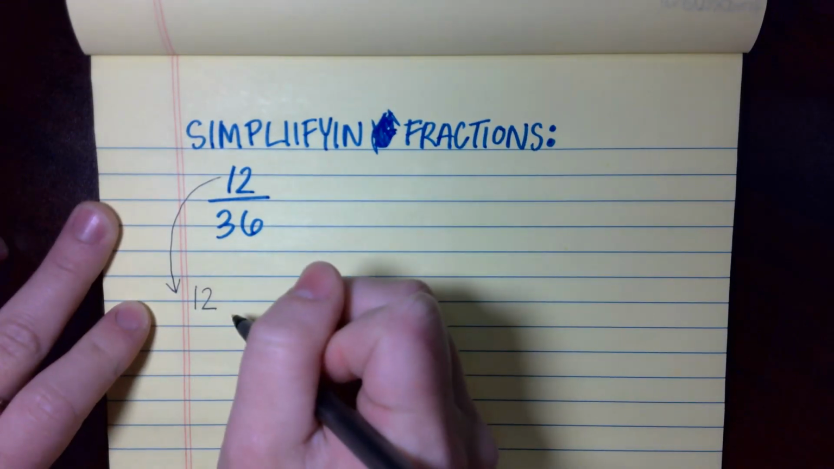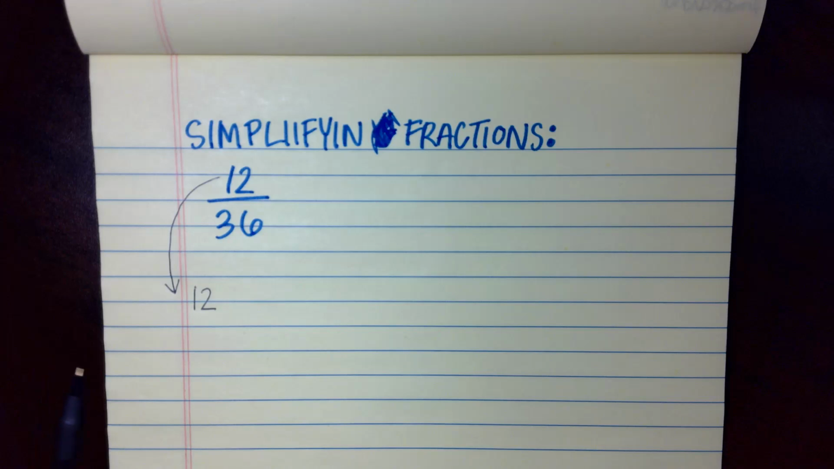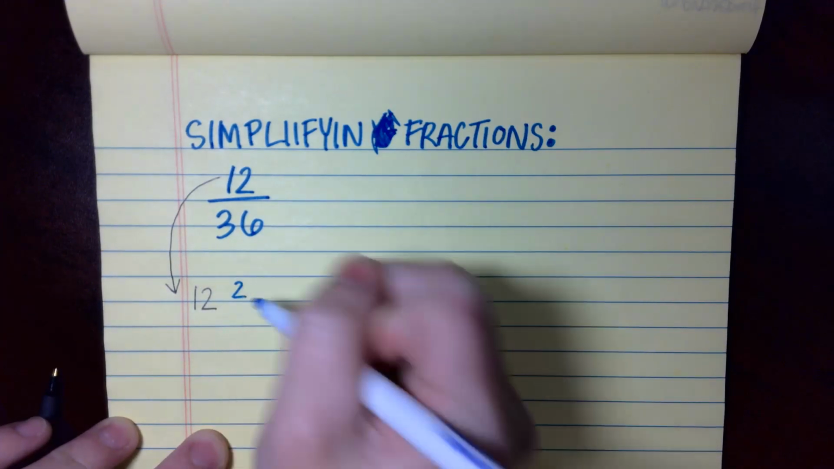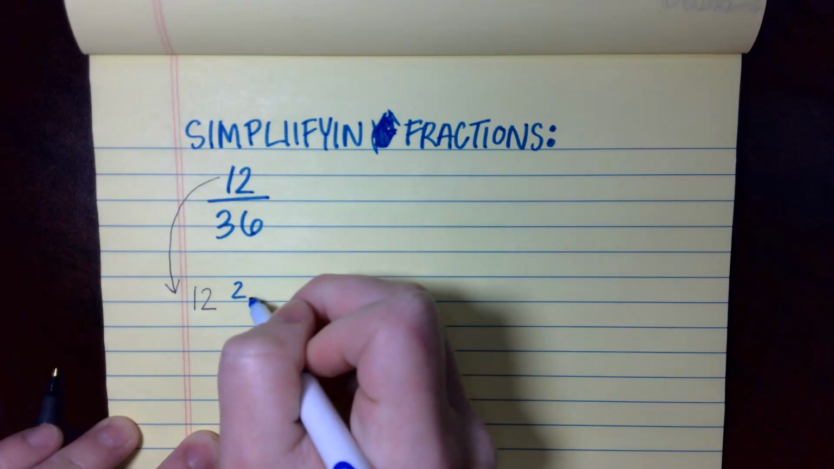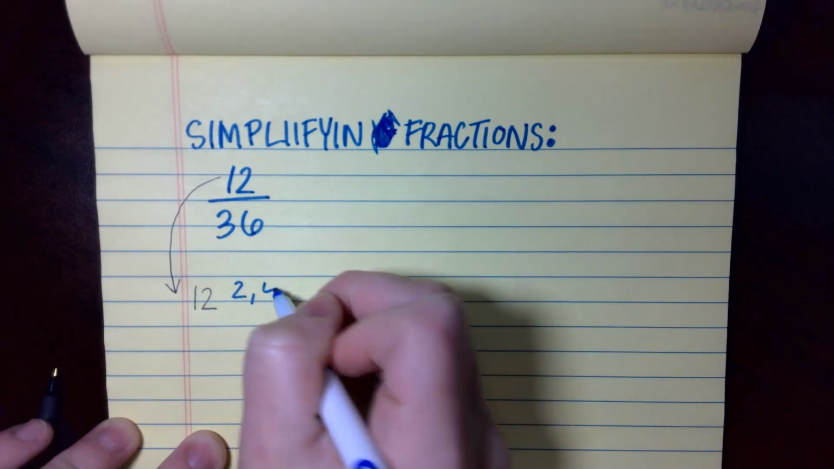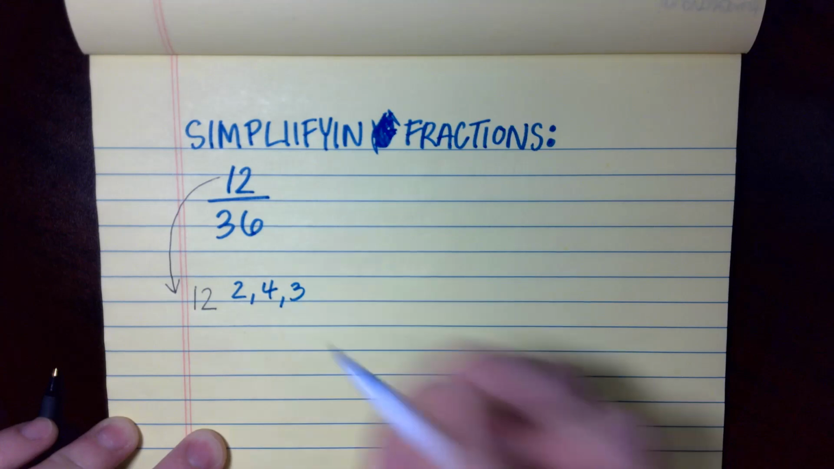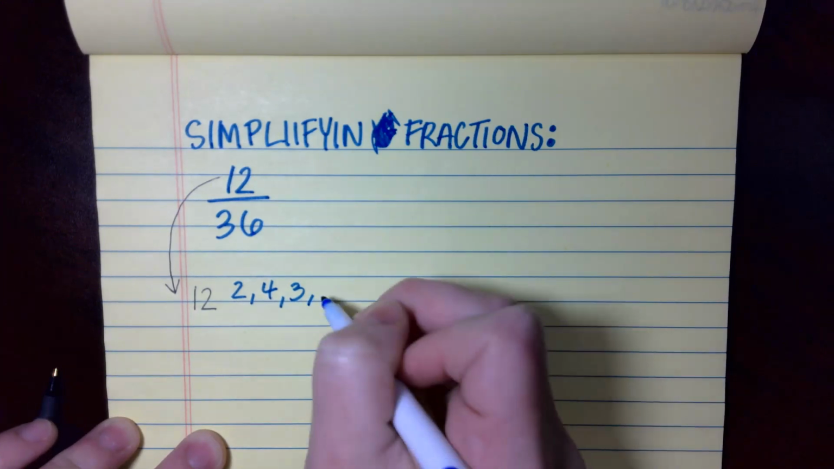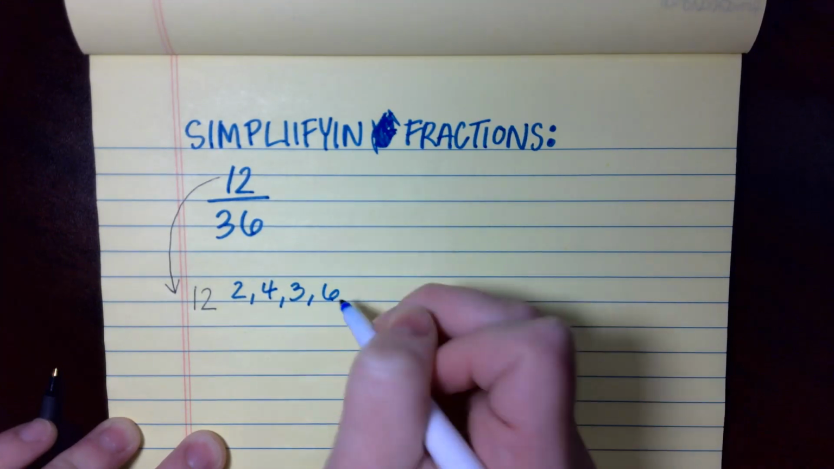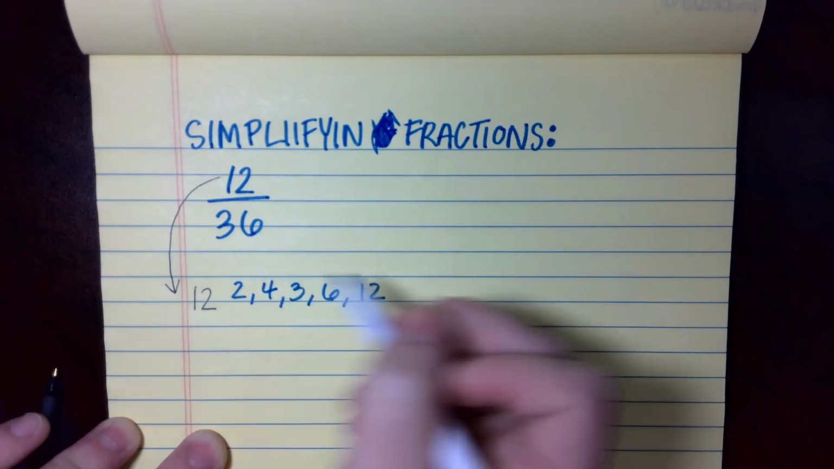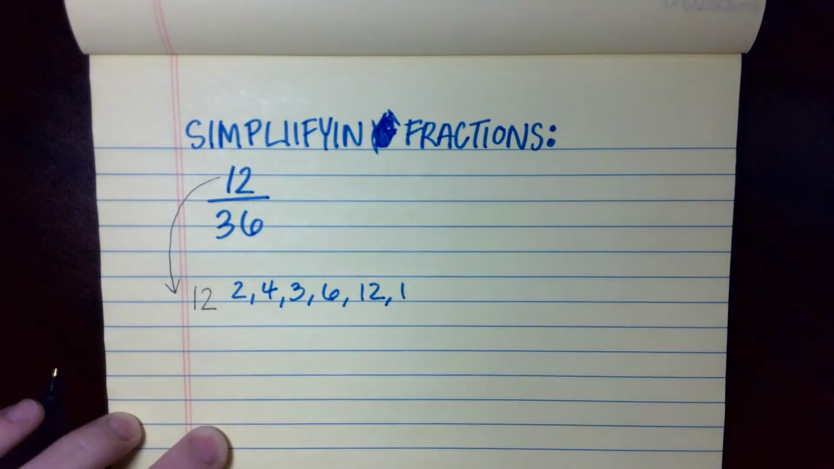So for example, I could do 6 times 2 to get 12. So I know 2 fits in there. I know 4 times 3 fits into 12. I know 3 times 4. I know 6 times 2. And then I know 12 and 1. Those all go in there. So I'm kind of just running through my brain.